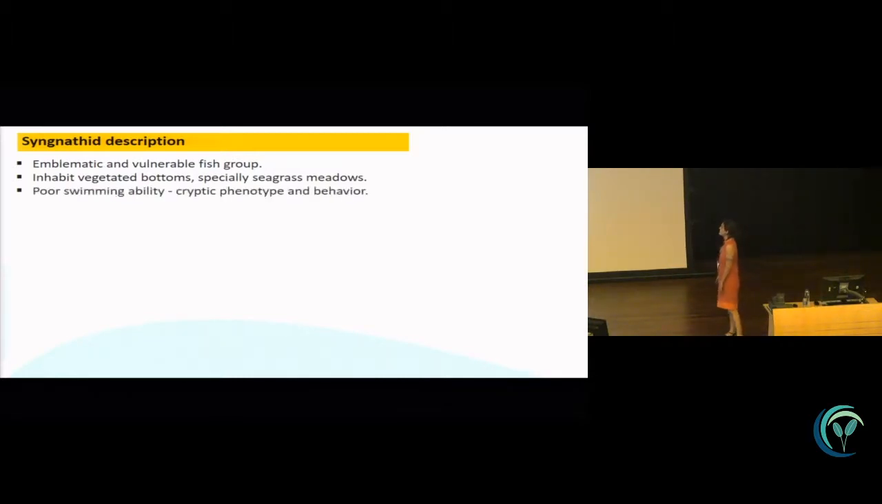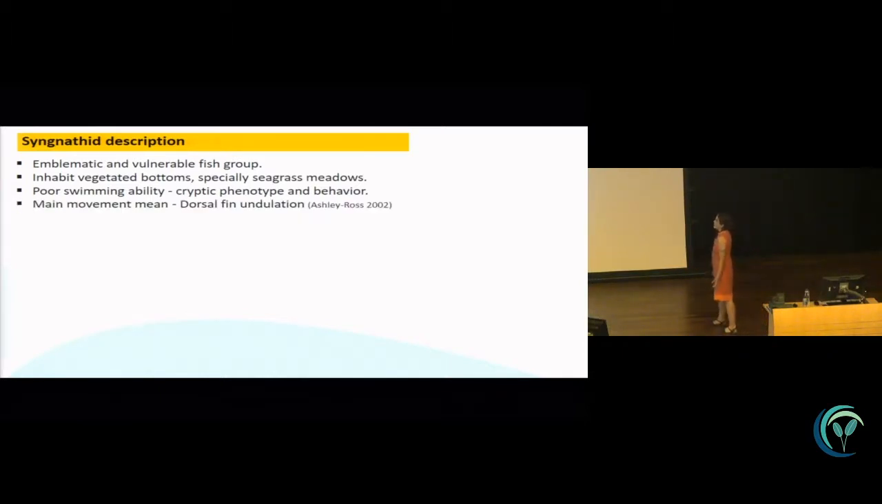This group of fishes is emblematic and a really vulnerable fish group. They are vulnerable mainly because of some features of their reproductive biology, and they normally inhabit vegetated bottoms, especially linked to seagrass species, so to seagrass meadows. They have really poor swimming ability, meaning that they are not good swimmers in general, and their strategy is more cryptic and mimetic, both in phenotype and behavior.